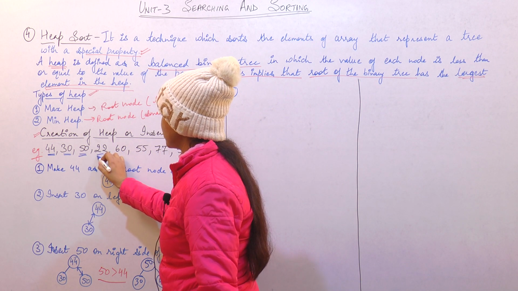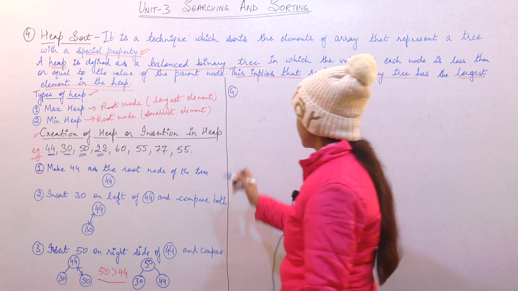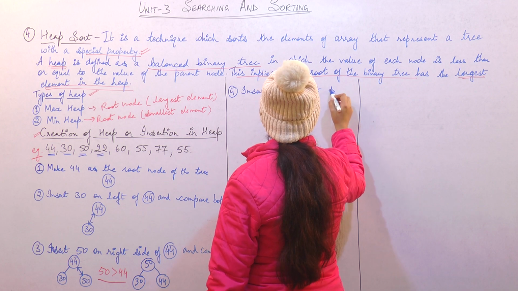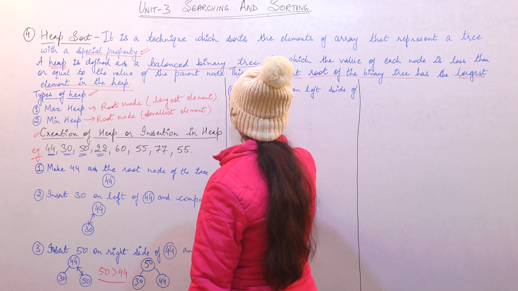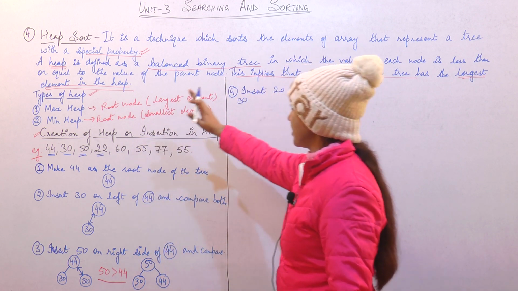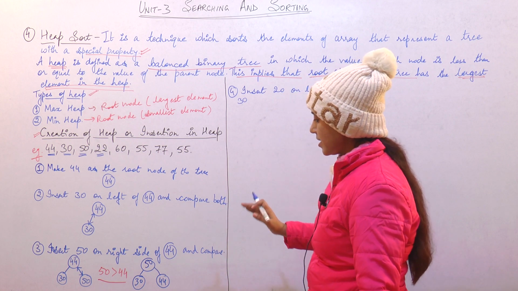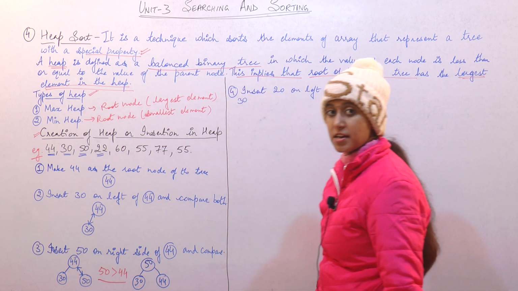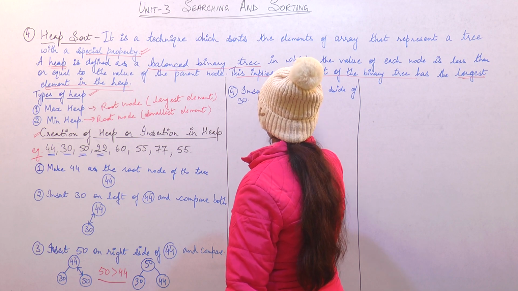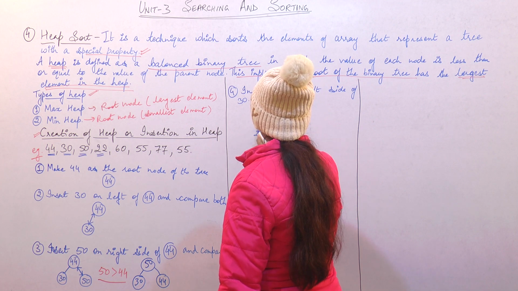Now in step 4, we are having next element as 22. So what we will do, we will insert 22 on left side of the element 30, because this level of binary tree is complete, and in heap sort we need a balanced binary tree. So to balance this binary tree, we will insert the next element on the left side of the node 30. This is our root node, then on left side we are having 30, on right side we are having 44, and on left we are inserting 22.